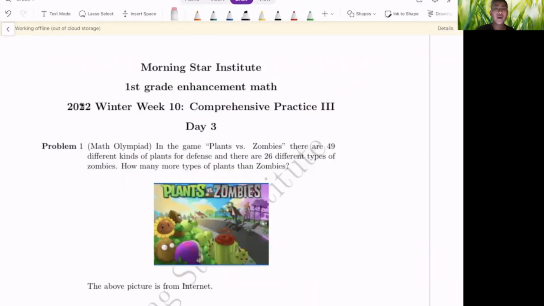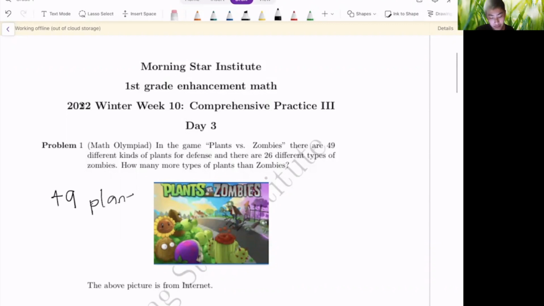Day 3, problem 1. So in the game Plants vs. Zombies, there are 49 different kinds of plants for defense, and there are 26 different types of zombies. How many more types of plants than zombies? So first off, there are 49 plants and 26 zombies. So we have to figure out 49 minus 26, and that's how many more types of plants than zombies.